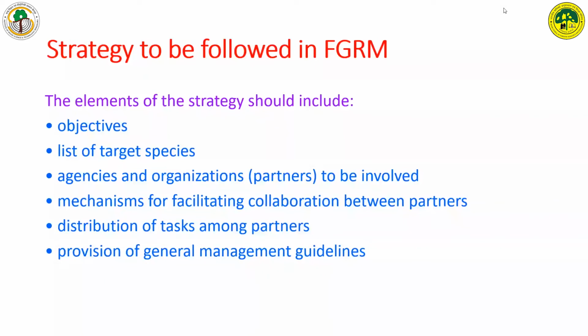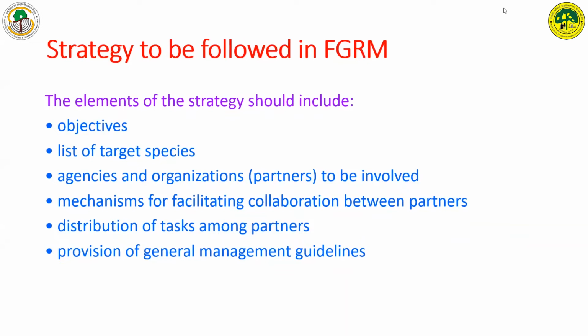Of course, ICFRE must also have prepared some kind of strategy plan to implement this FGRM over a long period. But still, I just wanted to jot down some of the things. The elements of this strategy should include the objectives of this FGRM, as to why you want to do it. First of all, you must identify the problem. Is there really a need for a forest genetic resource conservation program in our own state?